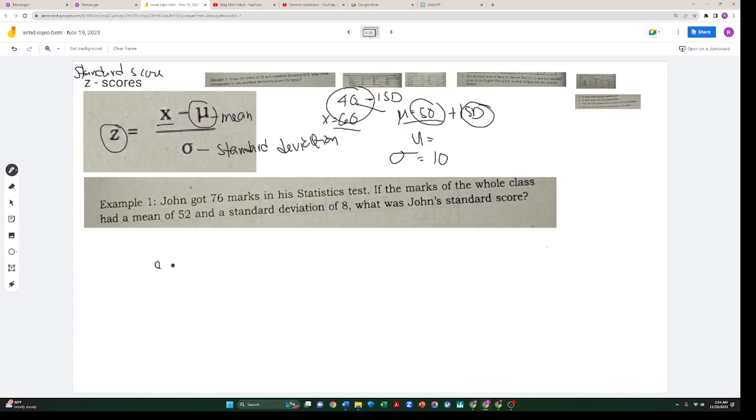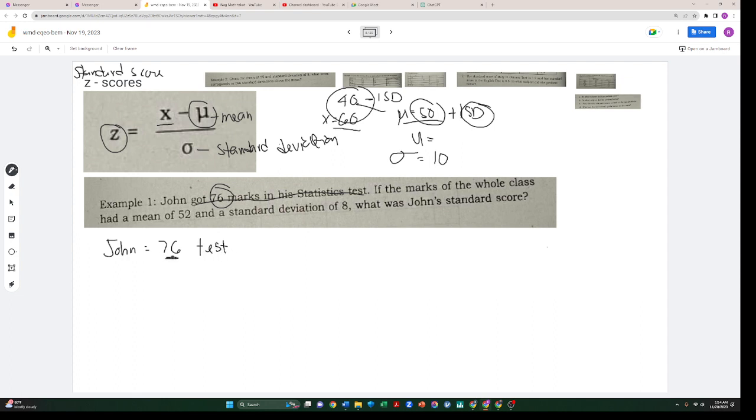Okay, so you will understand this without further ado. Let's solve to understand the nature of numbers related to z-scores. Example: John got a 76 in his statistics test.